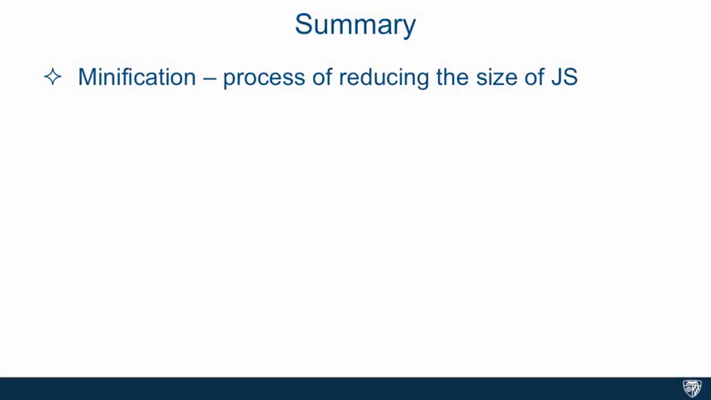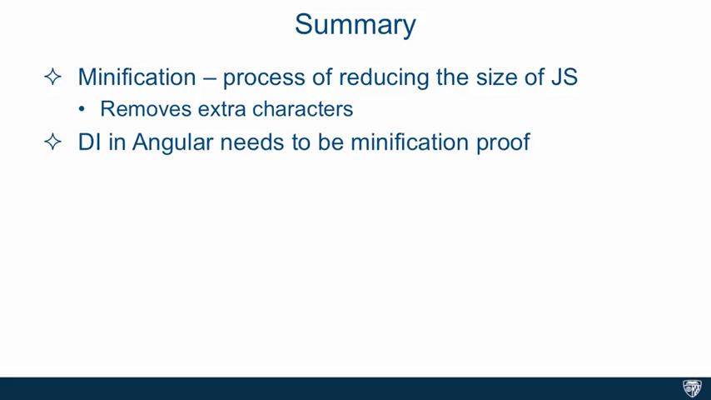So to summarize, we spoke about minification, which is the process of reducing the size of our JavaScript. And the way minification works is it removes extra characters, which are actually very important for us when we read the code, but completely irrelevant for the JavaScript engine when it runs it. And therefore, it's advantageous to actually minify your code, especially when you go to production, because the size of the file is going to be smaller, and therefore your web page will load faster because it will download a smaller file size. So the lesson learned from that is that dependency injection in Angular needs to be minification proof.